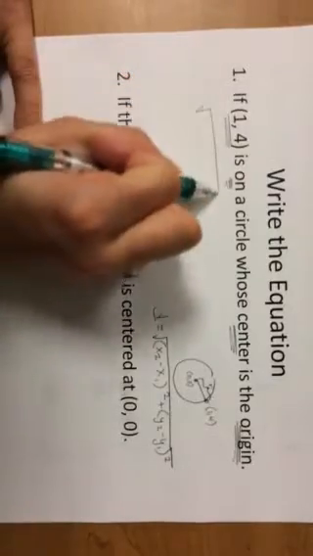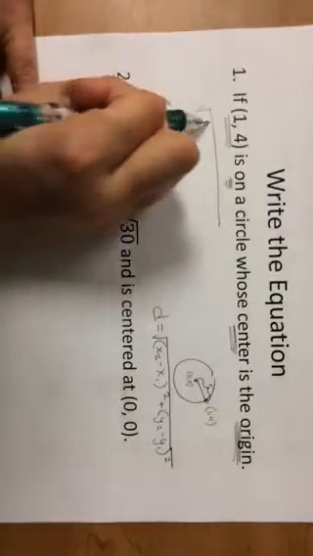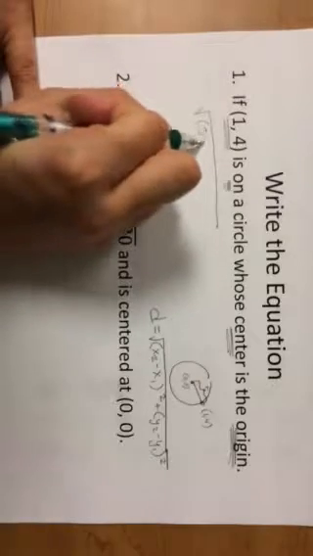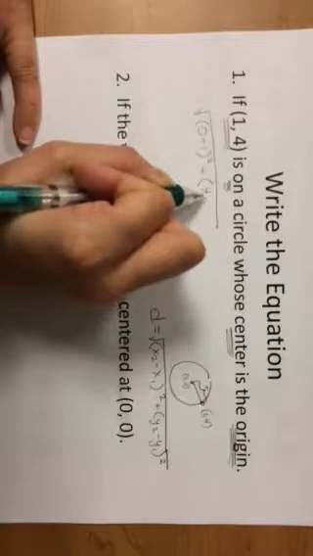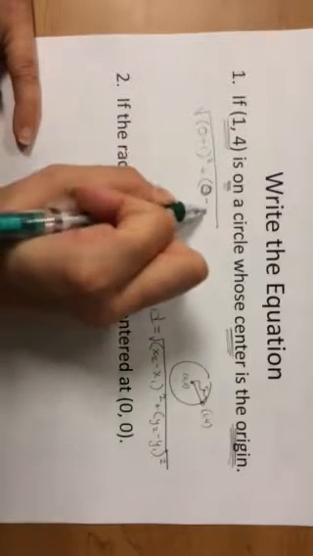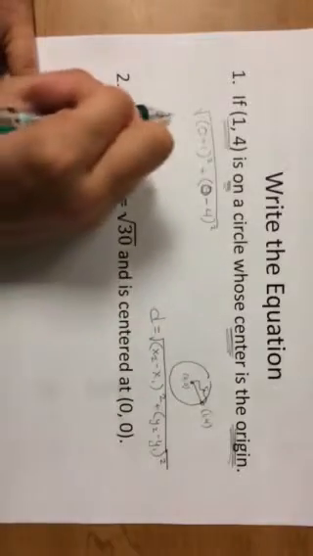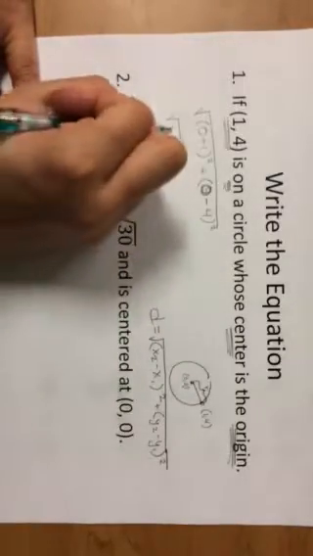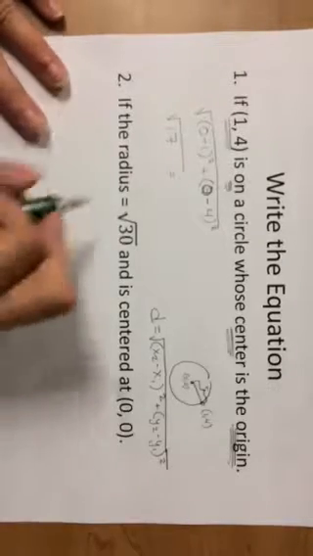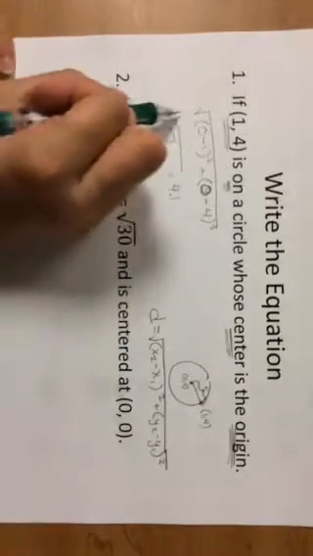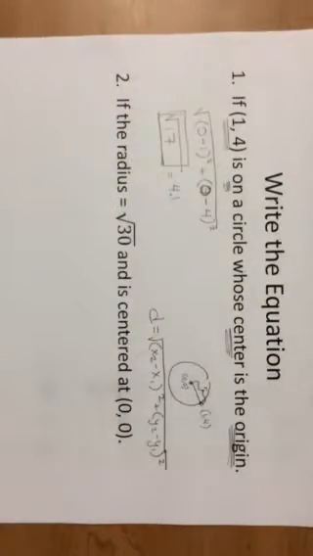And so this is going to be easy though because I'm centered at 0, 0. So 0 minus 1 squared and 0 minus 4 squared is going to give me the square root of 17. And the square root of 17 is about 4.1. Okay, but actually, for writing the equation, we want to leave it in radical form. So we're going to understand it with that guy there.